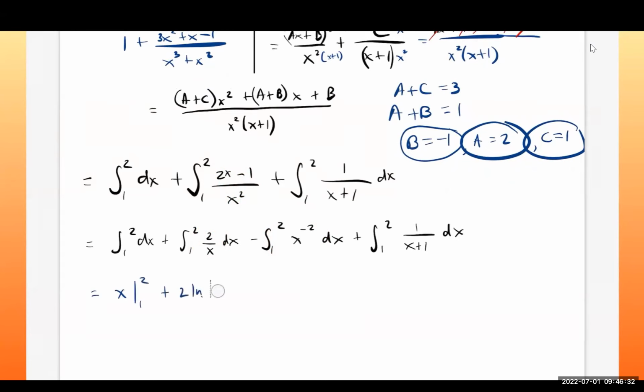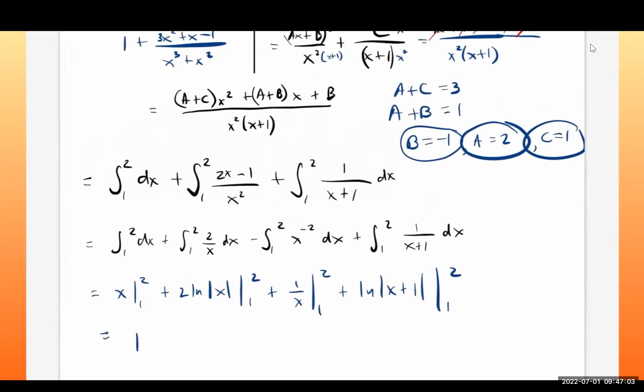This is going to be 2 ln x from 1 to 2. This is going to be, if you take the antiderivative of that, that minus 1 is going to turn that into a plus. That's going to be x to the negative 1, which is 1 over x, 1 to 2. And then over here we have ln of x plus 1 from 1 to 2.